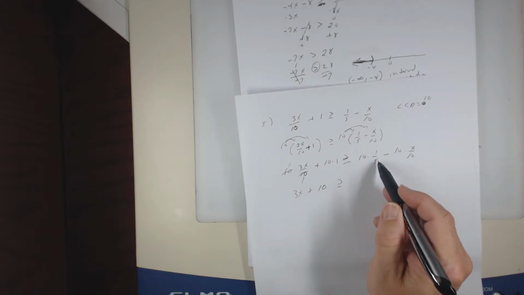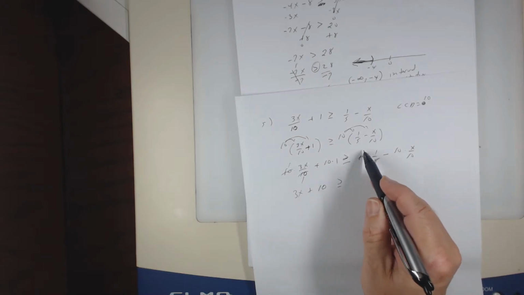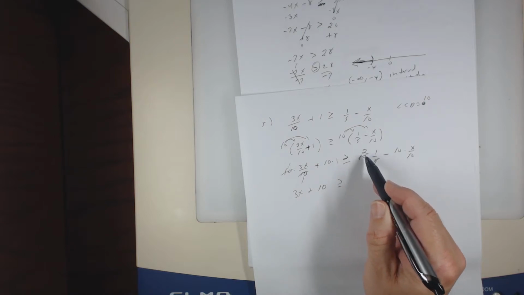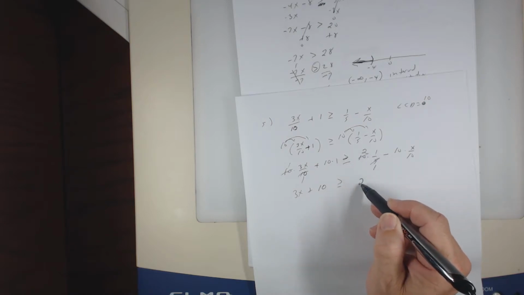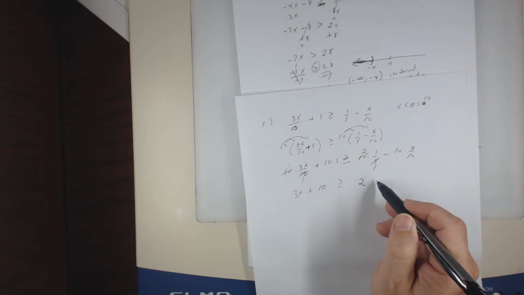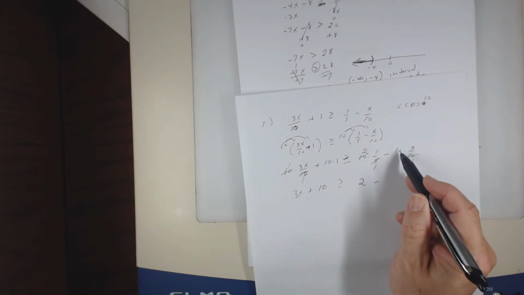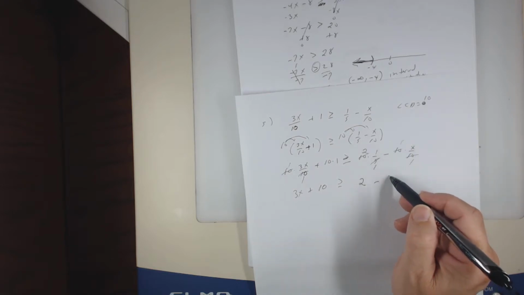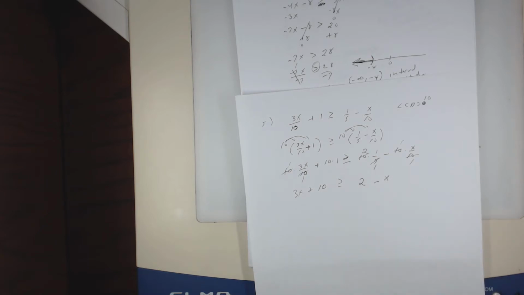Greater than or equal to? 5 into 5 is 1. 5 into 10 is 2. 2 times 1 is 2. Minus 10 into 10 is 1. 10 into 10 is 1. What's left? X. Yeah, so 2 minus x. Okay? All right.